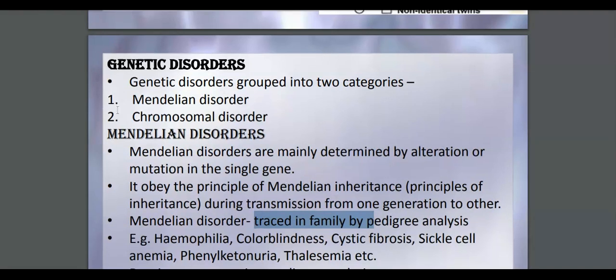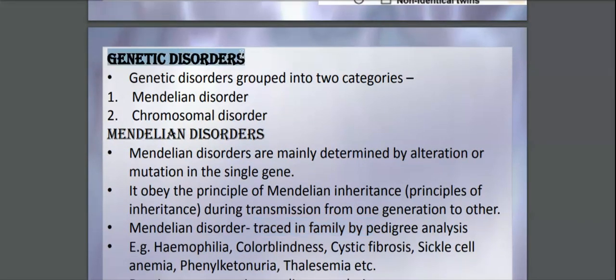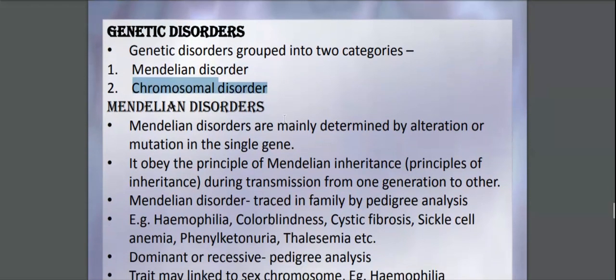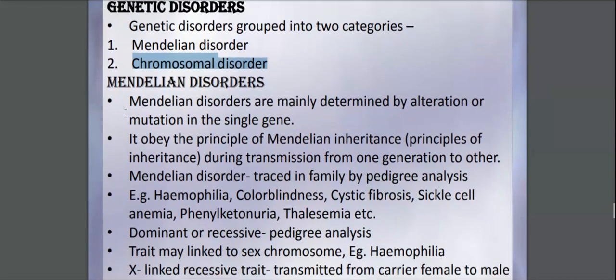In this tutorial, students, we are going to learn about genetic disorders. So as you can see here, genetic disorders are grouped into two categories: Mendelian disorders and chromosomal disorders. So first, let's take a look at Mendelian disorders.